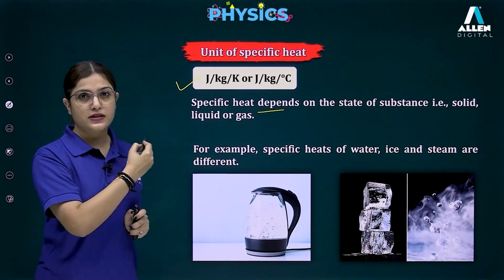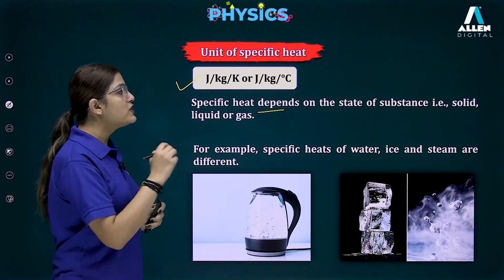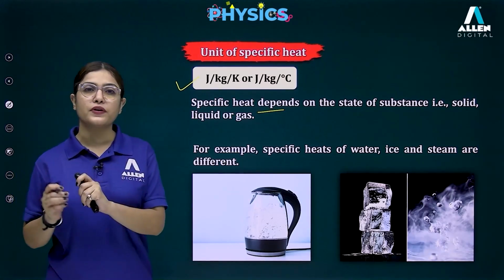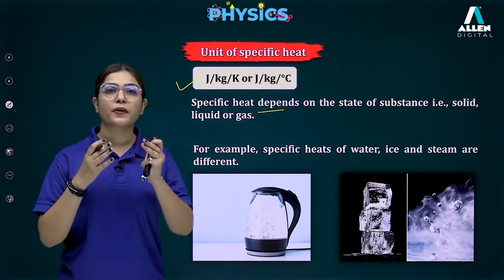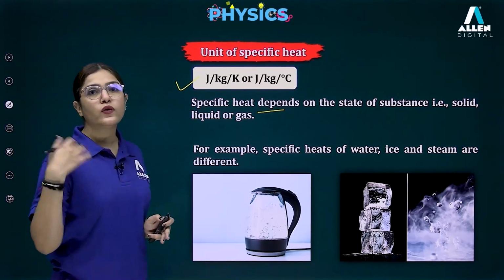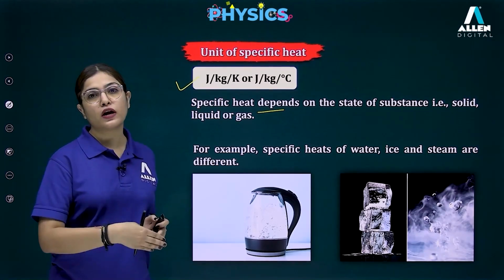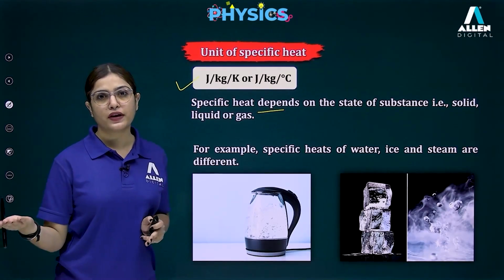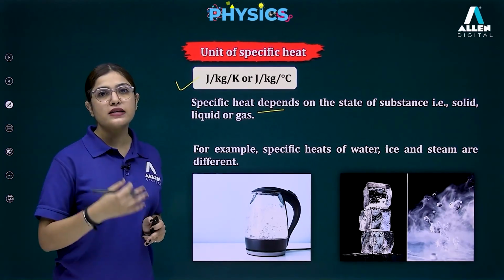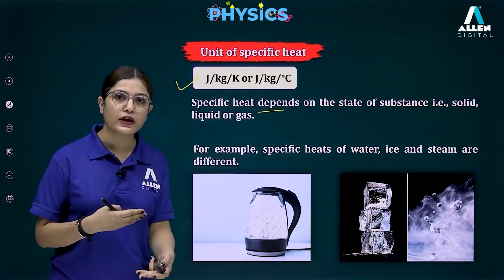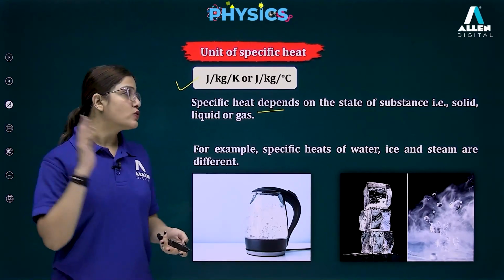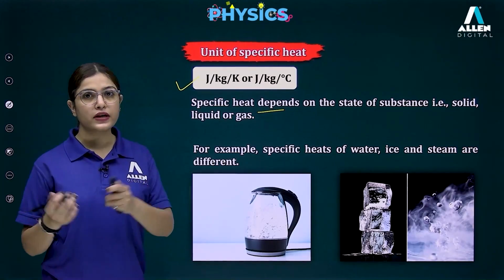Specific heat depends on the state of the substance: solid, liquid and gas. We all know that there are 3 states of matter. So specific heat will depend on whatever state you are taking. It can be solid, liquid, or gas. The substance can be in the form of solid, liquid, or gas, so they have different kinds of specific heat.